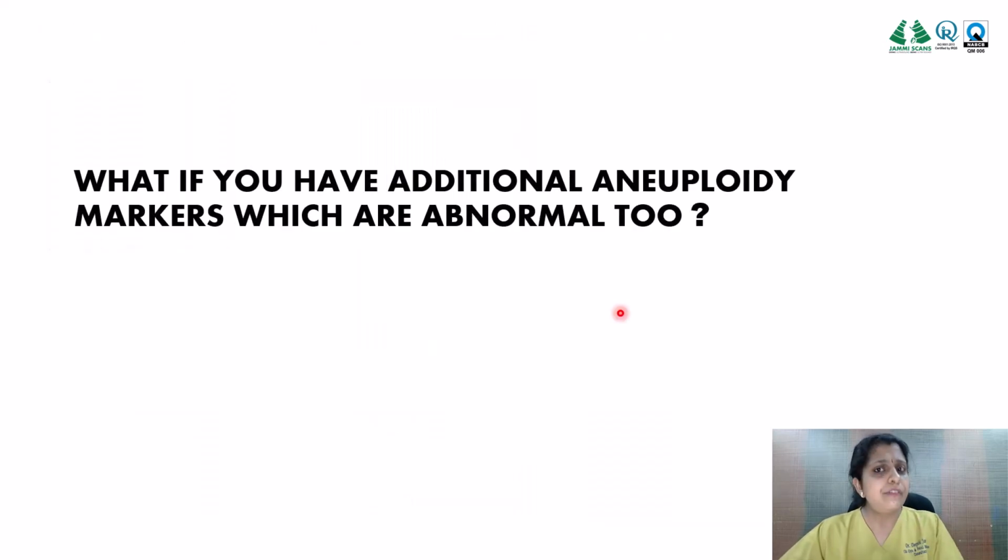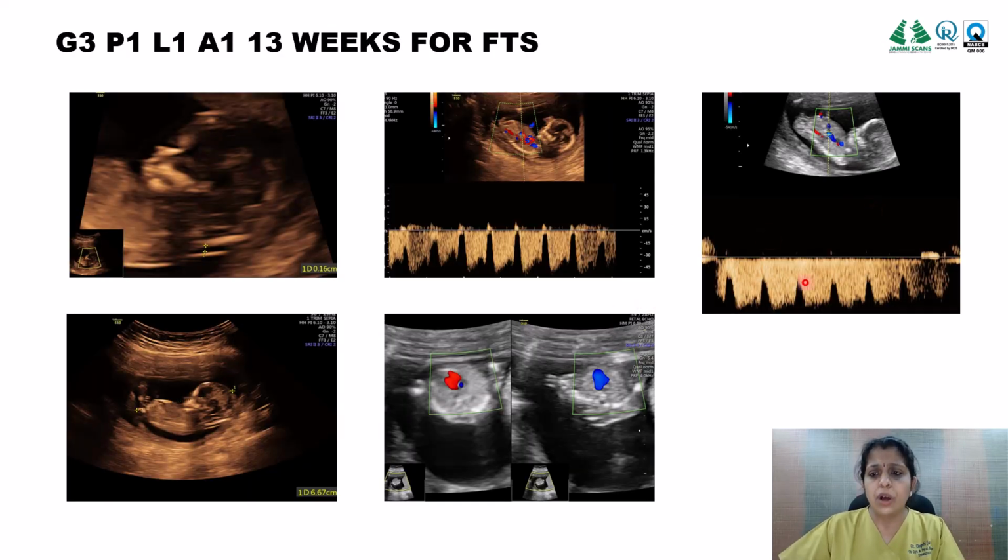Apart from NT, another soft marker we rarely come across is the ductus venosus. The ductus venosus always has a characteristic pattern. This is a normal pattern of the ductus venosus; the rest of the baby, a 13-week baby, was absolutely normal. You can see a sawtooth pattern of systole, diastole, and the A wave always has a forward flow. But here, the A wave, which is supposed to be a forward flow, is slightly going in the reverse direction.